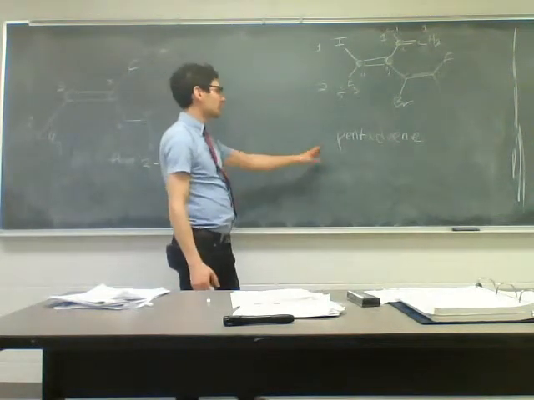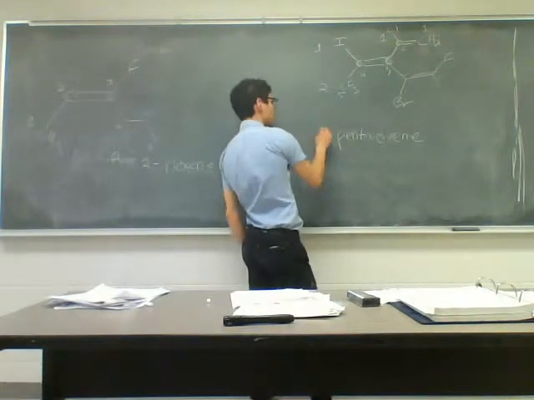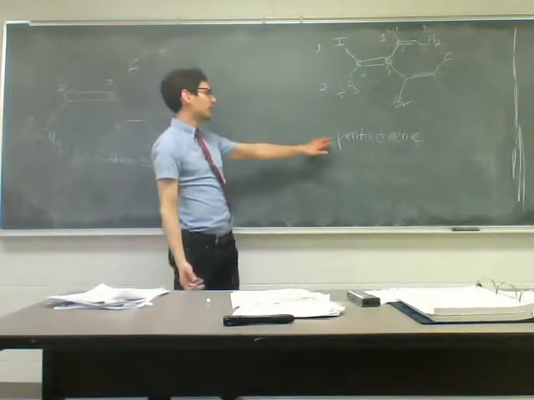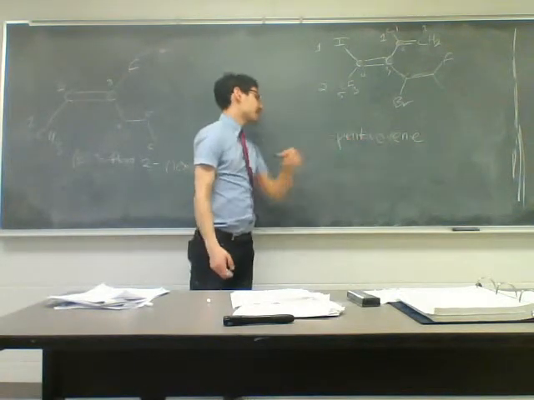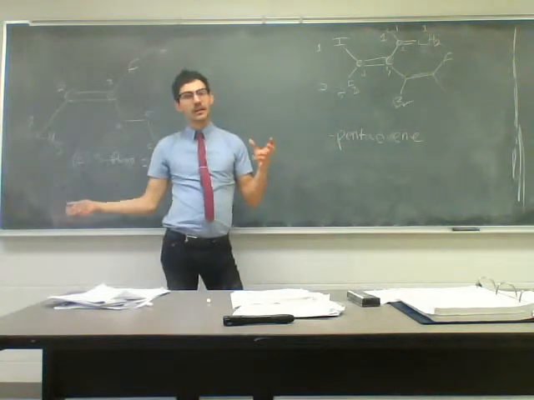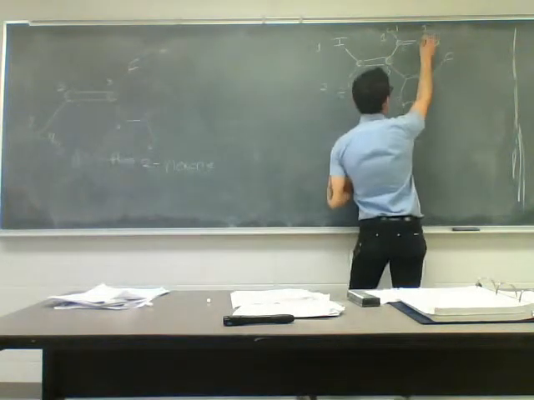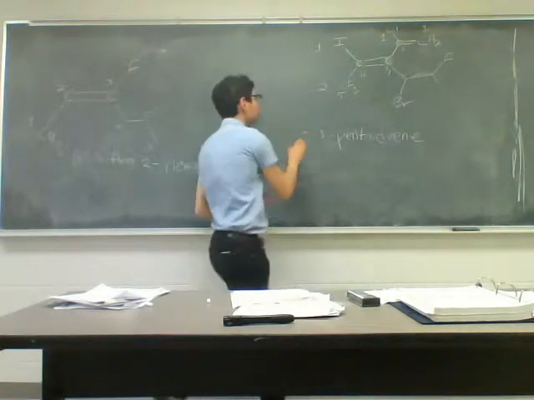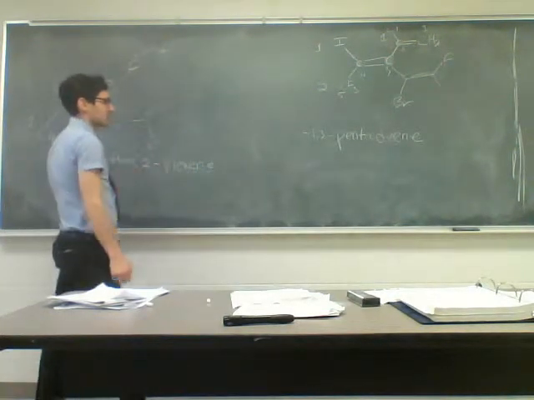This is going to be for our numbering. We want to put the numbers for where our double bonds are right before the root name. What would the numbering on this be? 1 and 3, because our double bonds start at carbon 1 and at carbon 3. So 1,3-pentadiene. And then we just have to name our substituents on here.